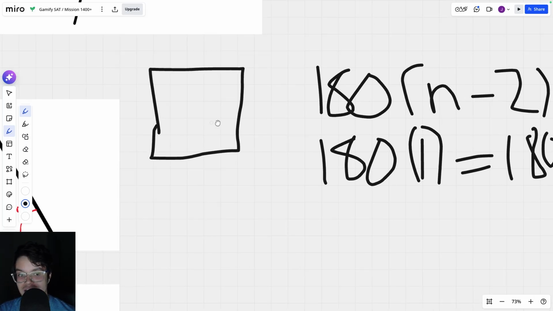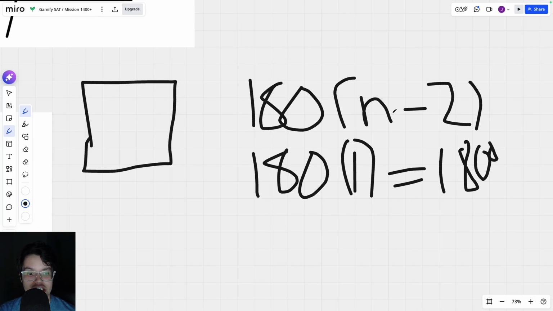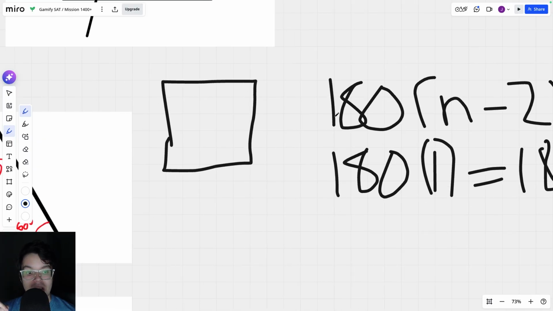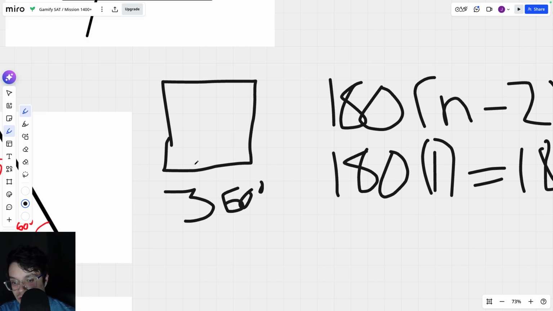Likewise, if you were to look at a square, it would be 180 times n minus 2, 180 times 4 minus 2, because there are 4 sides to a square. 180 times 4 minus 2 would be 180 times 2, which would be 360 degrees. And you guessed it, yes, if you add together the interior angles, 90, 90, 90, and then also 90 up here, it must add together to 360 degrees.